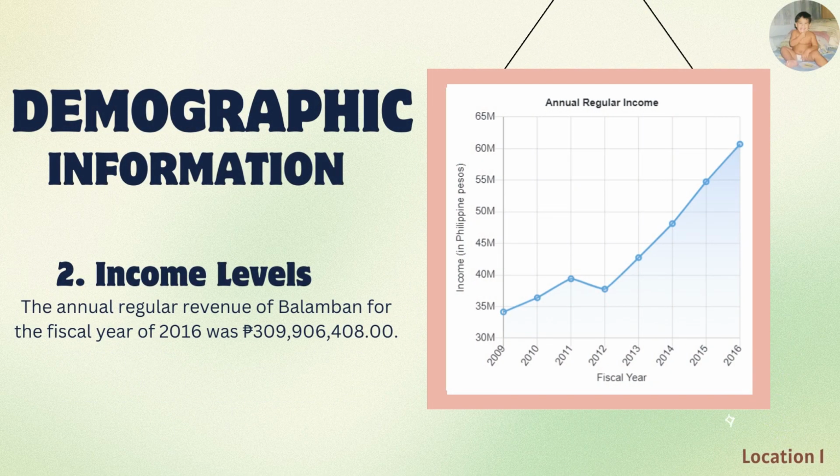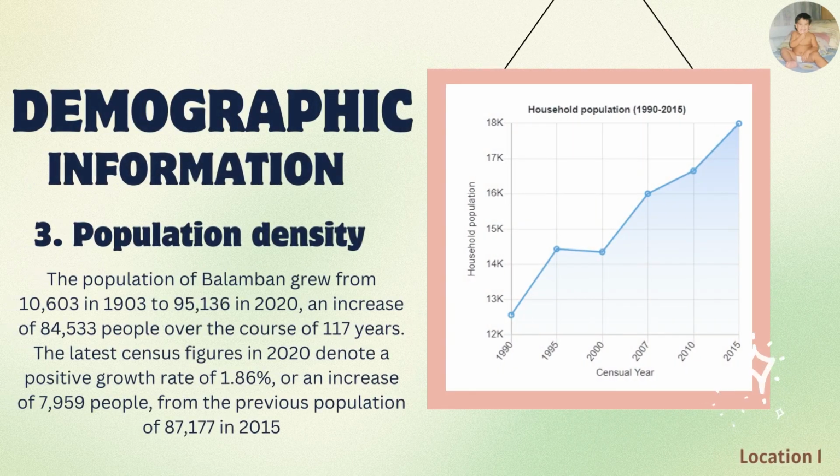For income levels, the annual regular revenue for Balamban for the fiscal year of 2016 was 309,906,408. Population density. The population of Balamban grew from 10,603 in 1903 to 95,136 in 2020, an increase of 84,533 people over the course of 117 years.